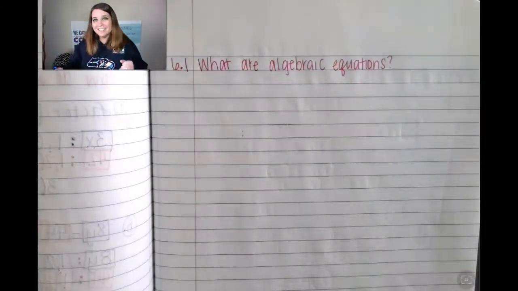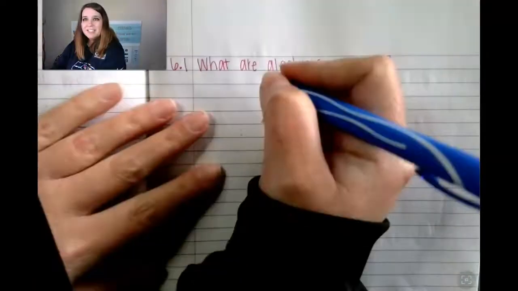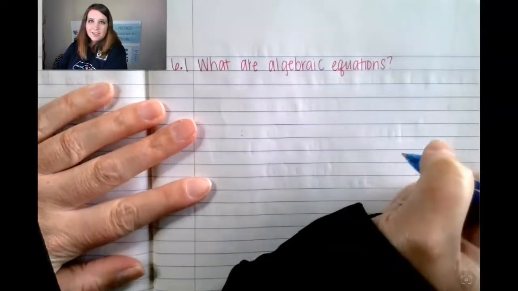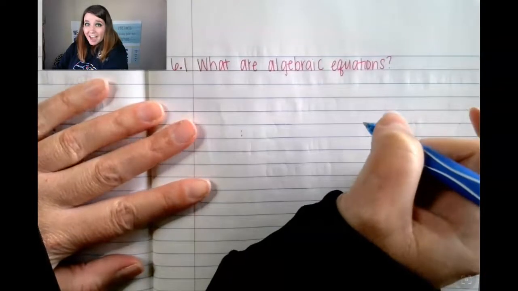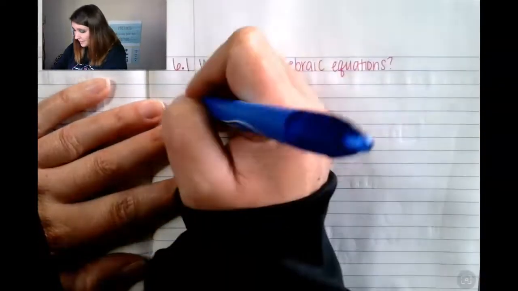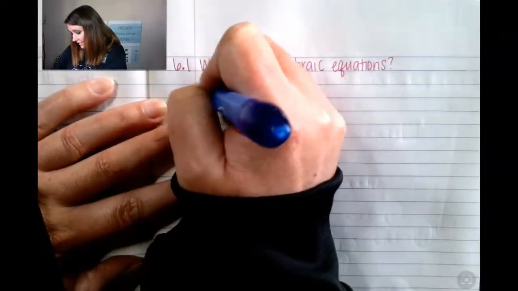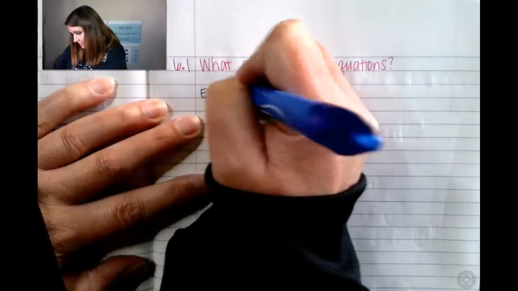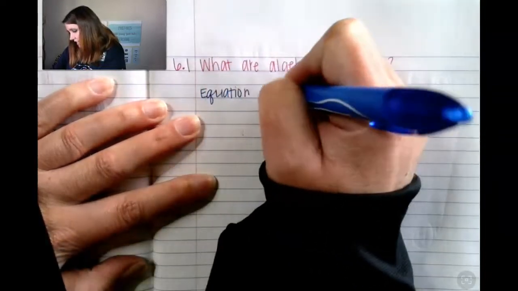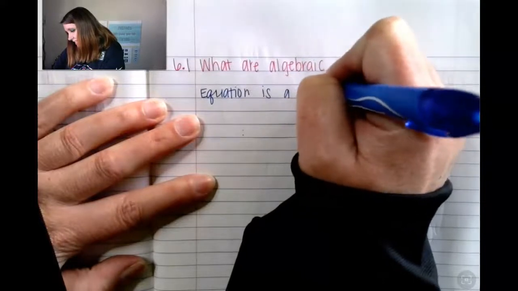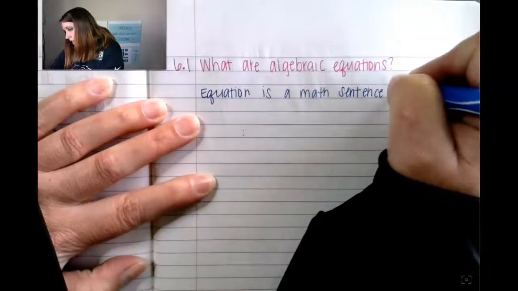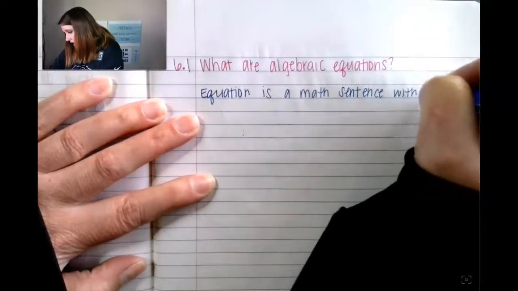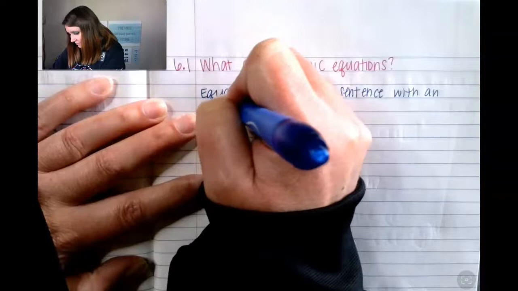I know, it's so exciting. It makes it seem like it's so big and scary, but it's not. An algebraic equation is just a math sentence that happens to have an equal sign. So an equation is a math sentence with an equal sign.